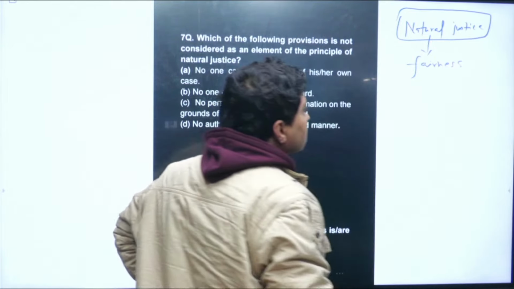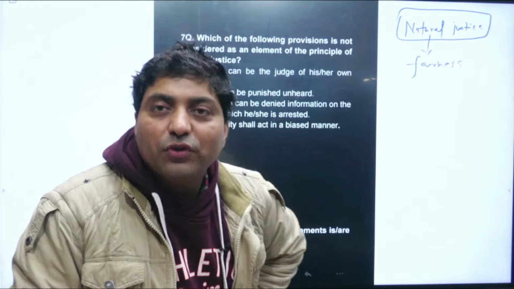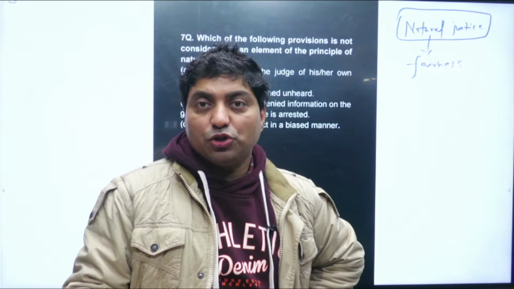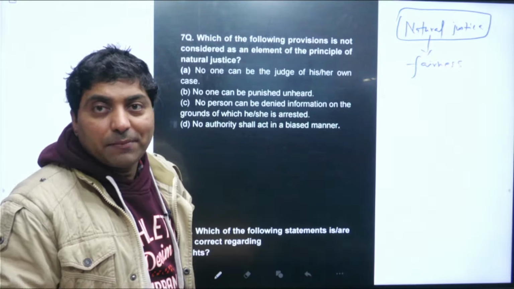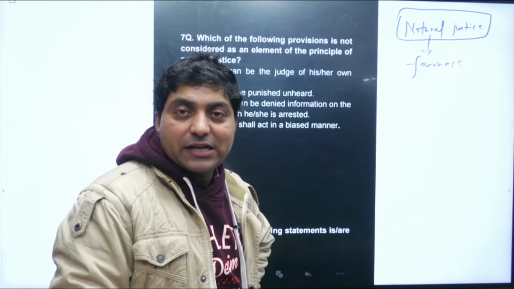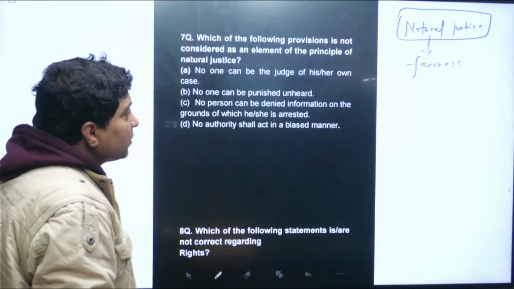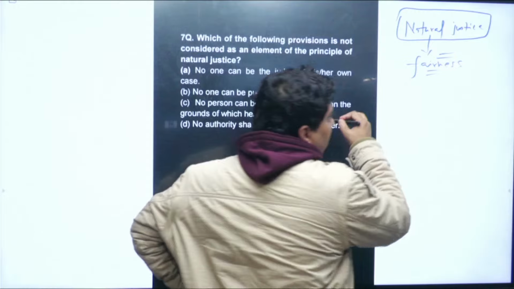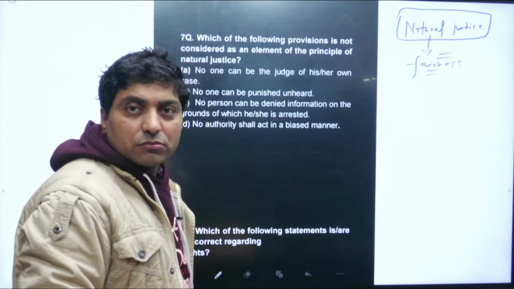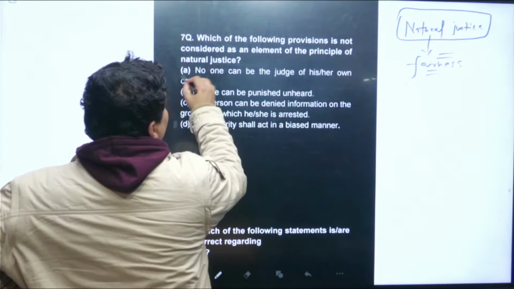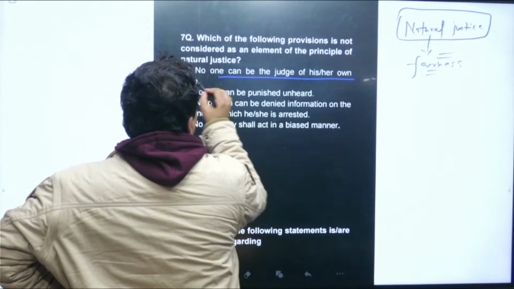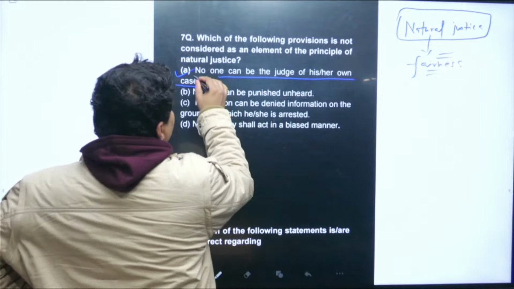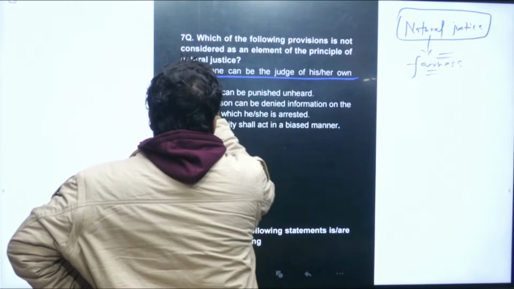Natural justice is actually concerned with fairness, right? Now, what is fairness? You should judge. Everyone can judge what is fairness and what is not fairness. If you understand fairness, then let me read the statement. No one can be judge of his or her own case. It means no one can be judge of his own case.